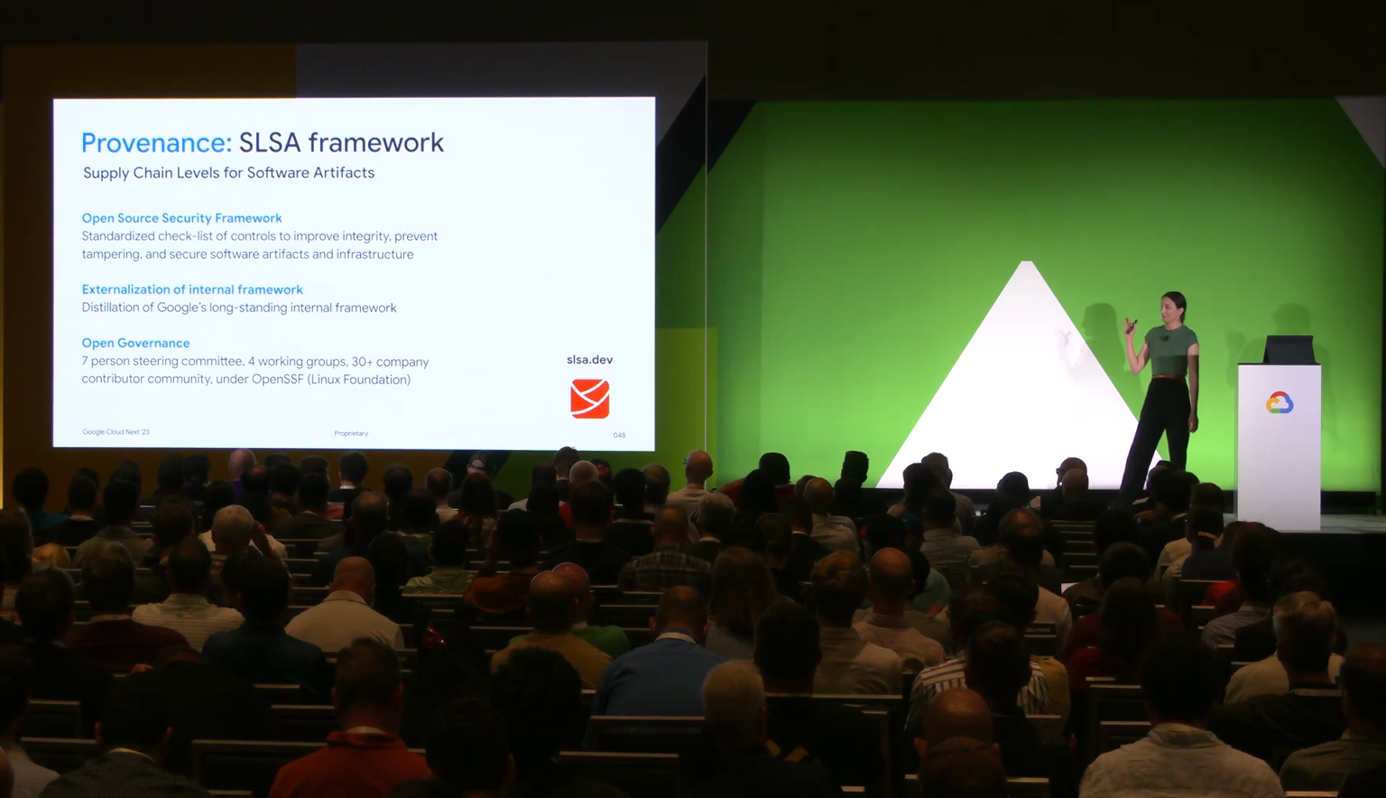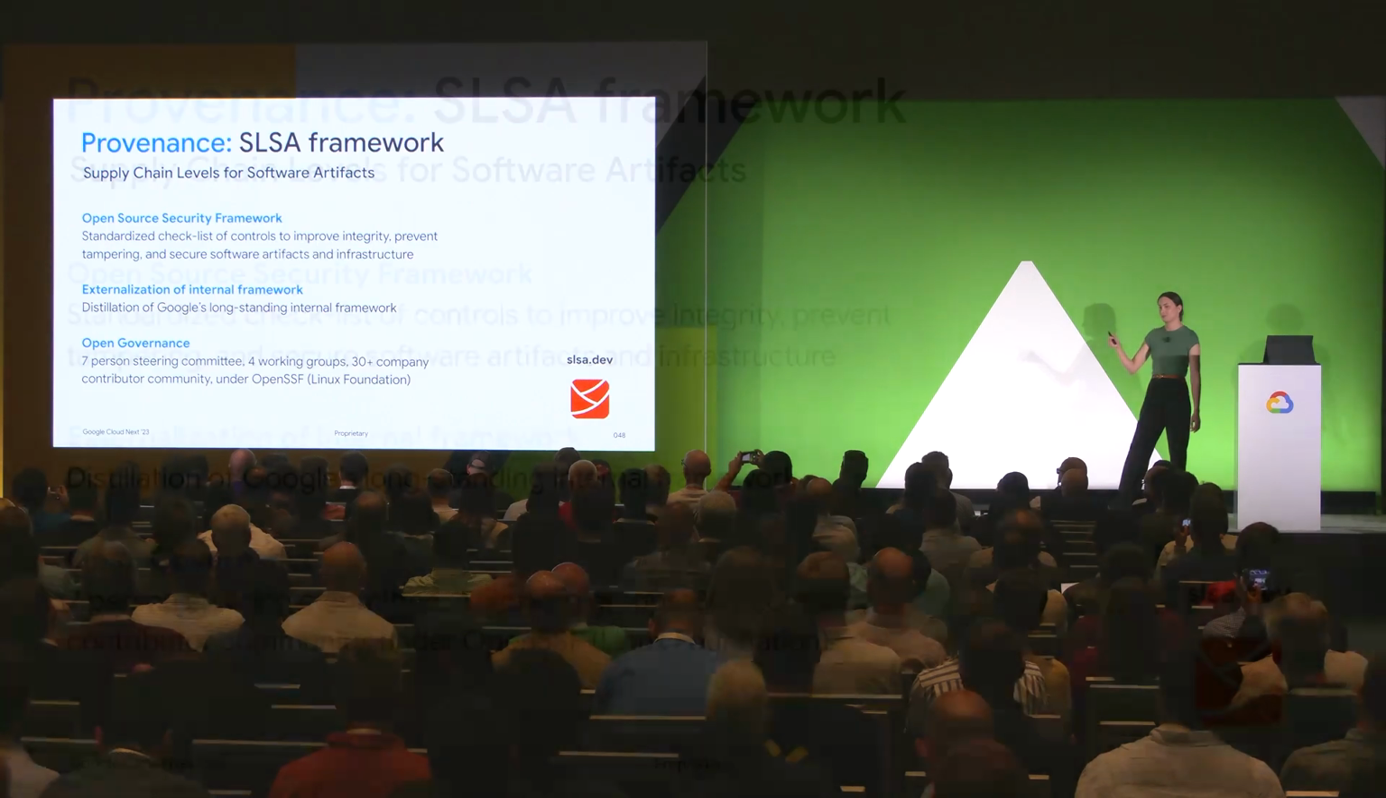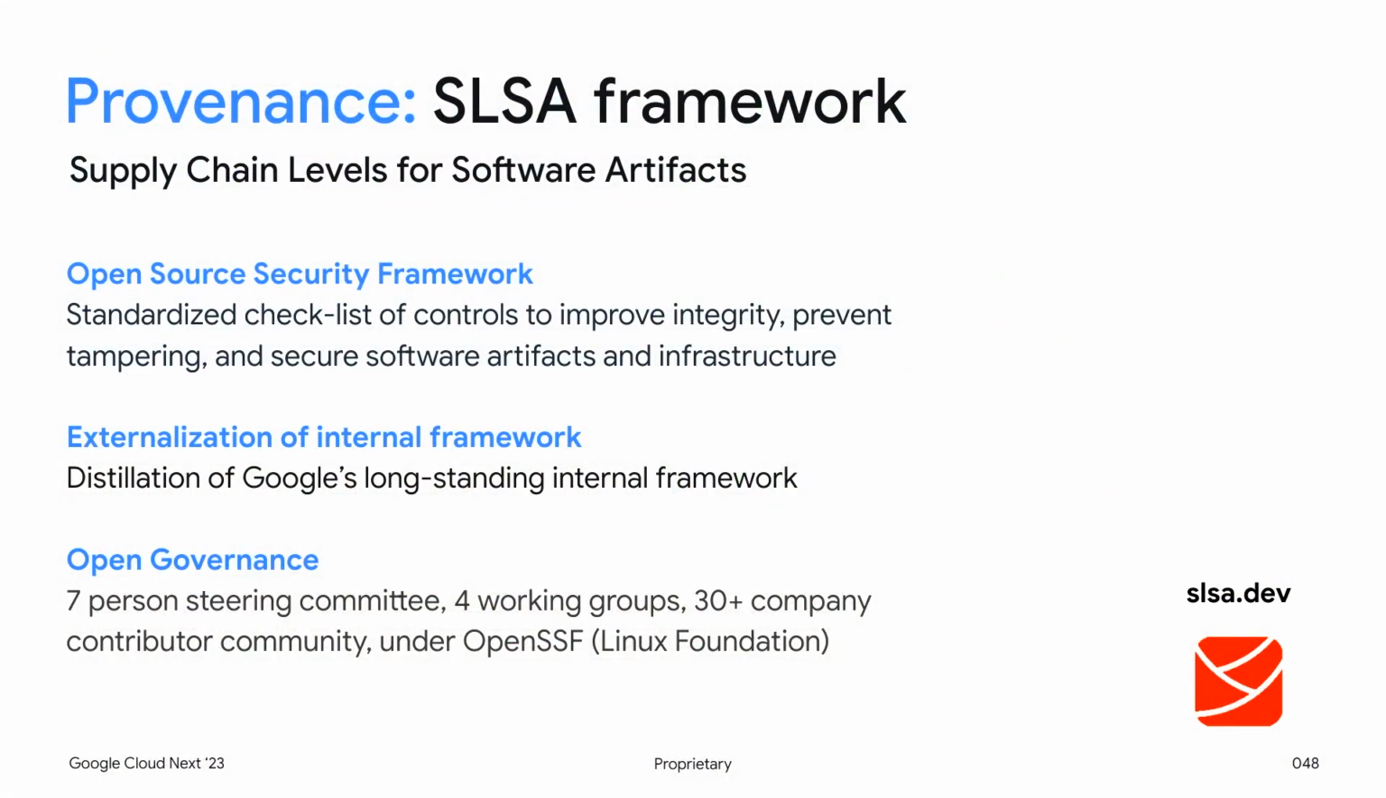All right, so talking about provenance first. There's this acronym we came up with called SALSA, which is really funny because we have another one called GUAC, right? So we just have this theme going with food. Anyway, it stands for Supply Chain Levels for Software Artifacts, and it's a framework under the OpenSSF. Its creation was led by Google, and in many ways it externalizes an internal framework that we've had for years for Borg called BAB, Binary Authorization for Borg. Think of it as a checklist of standards and controls to prevent tampering, improve integrity, and secure packages and infrastructure.